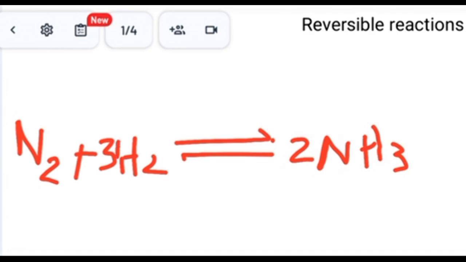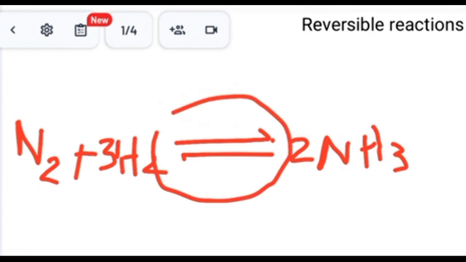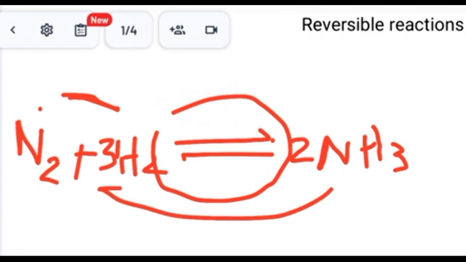Now, if you notice that in this reaction we used a different symbol that I don't think you guys would know if this concept's new to you. So basically, in reversible reactions, the reactants combine to form the product, and the product can break down into the reactants. So in this case, nitrogen and hydrogen would combine together to form ammonia, and ammonia can break down back into nitrogen and hydrogen.